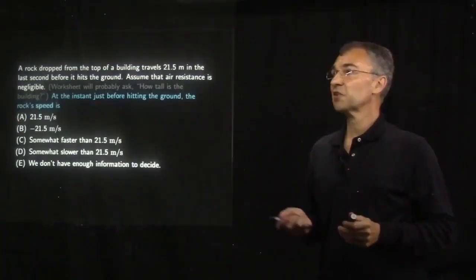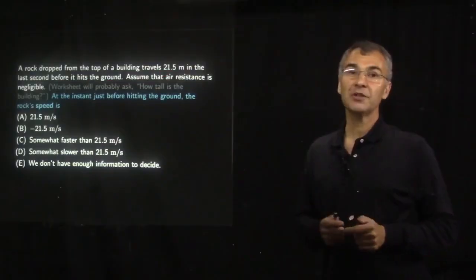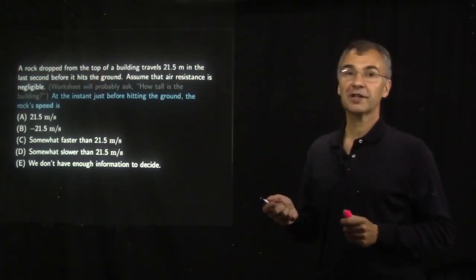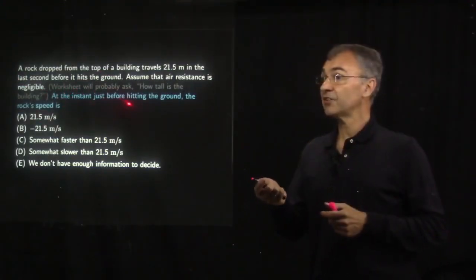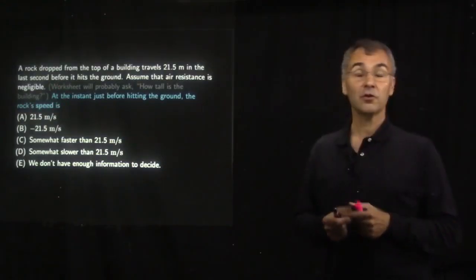That's worth pondering. A rock dropped from the top of a building travels 21.5 meters in the last second before it hits the ground. Assume that air resistance is negligible. And again, the worksheet is probably going to ask you how tall the building is. At the instant just before hitting the ground, the rock's speed is, I think we just discussed this.